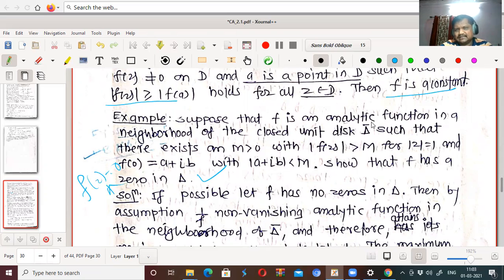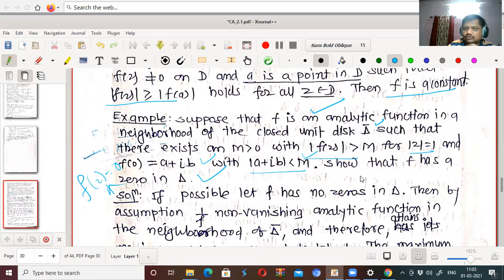What is delta bar? It is the closure of that disk. So, in the disk delta bar, there exists m greater than 0 with mod f(z) greater than m for mod z equal to 1, and f(0) equal to a plus ib with mod a plus ib less than m. So what things do we have? F is an analytic function in the neighborhood of this disk, right, such that mod f(z) is greater than m for mod z equal to 1 and f(0) equal to a plus ib, with mod a plus ib bounded by m.